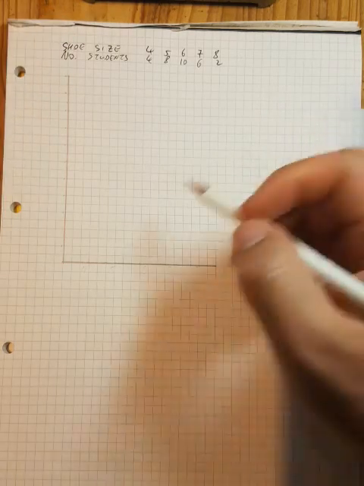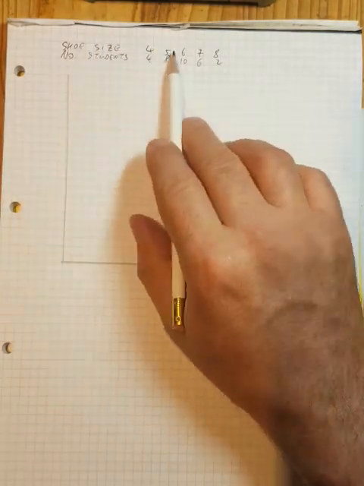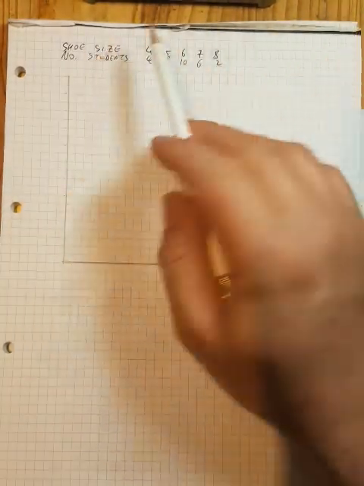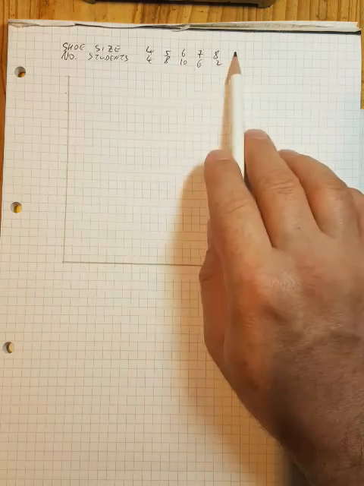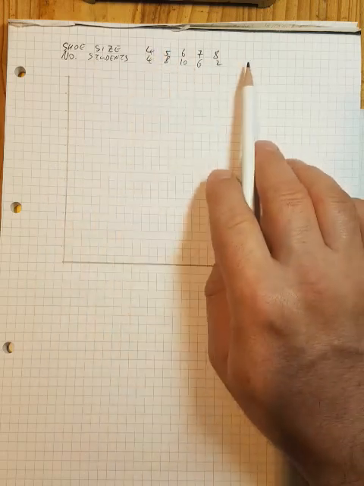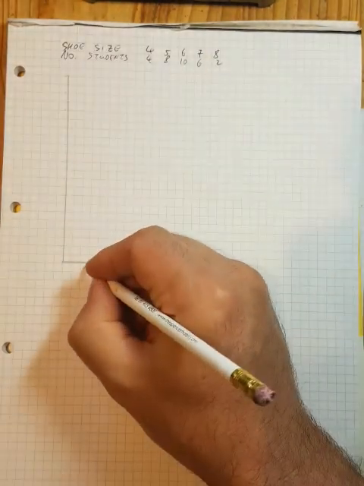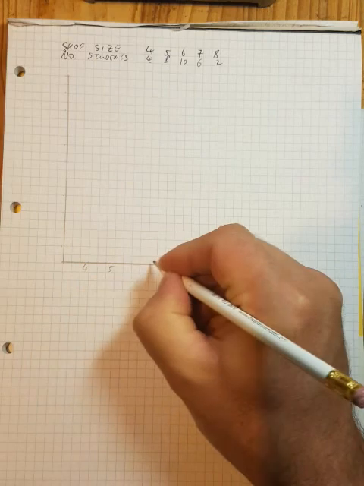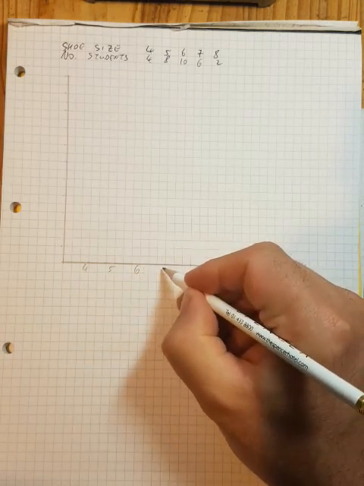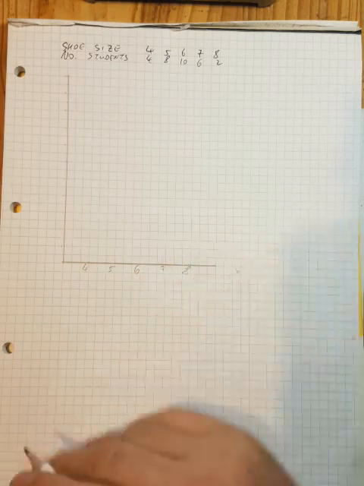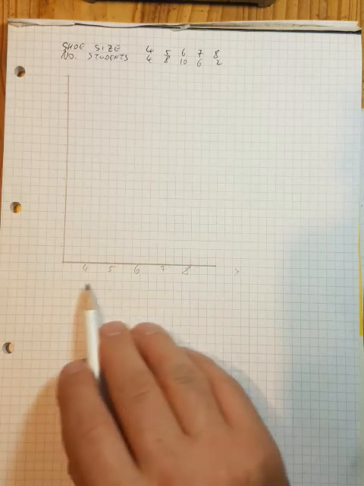All right, so first things first, in this survey we're looking at the shoe size of students in a school. So we've got the shoe size of the students and the number of students of that shoe size. On the bottom, or the x-axis, we're going to put our shoe size. So 4, 5, 6, 7, and 8. No, I don't start at 0. I don't need to on the x-axis.